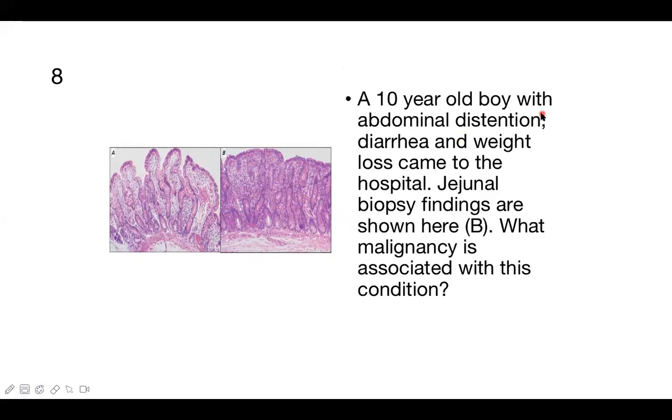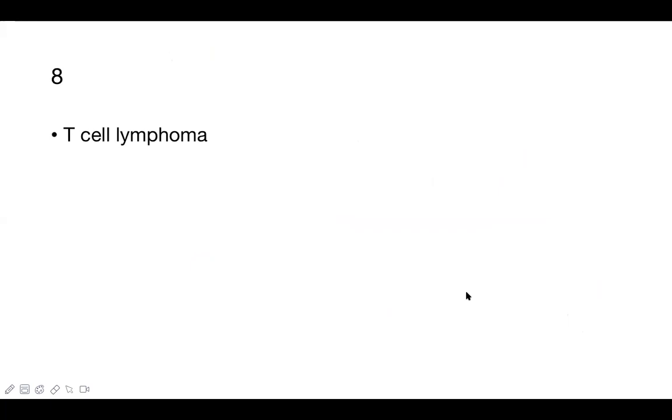And you have got a typical history here. This is a 10-year-old boy with abdominal distension, diarrhea, and weight loss. This is a typical history of celiac disease. And jejunal biopsy has confirmed that. So they are asking which malignancy is associated with this condition, and the answer is T-cell lymphoma of the intestine. You need a little bit of correlation here. T-cell lymphoma. Very good.